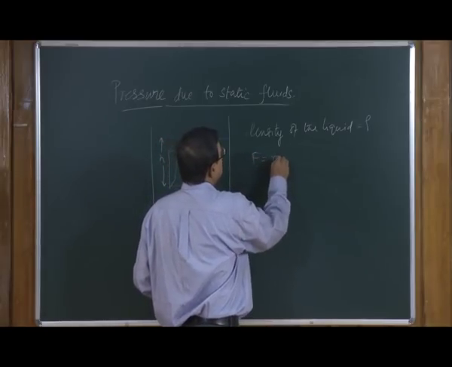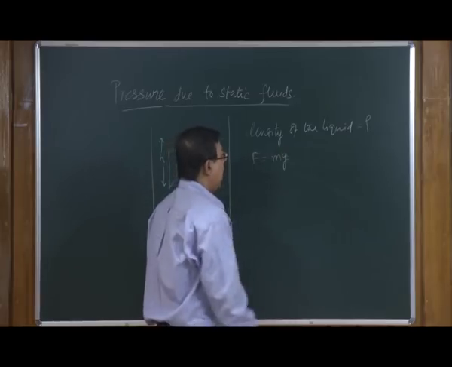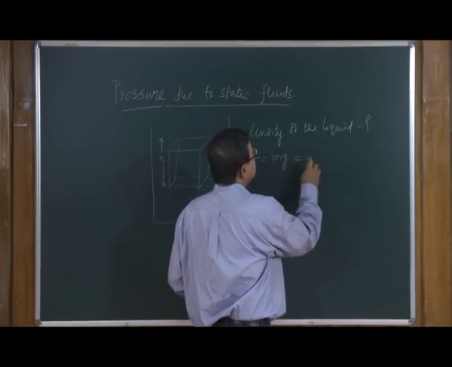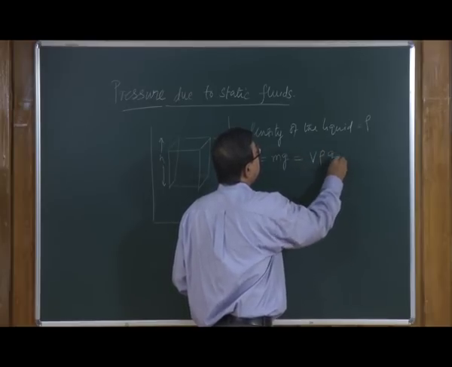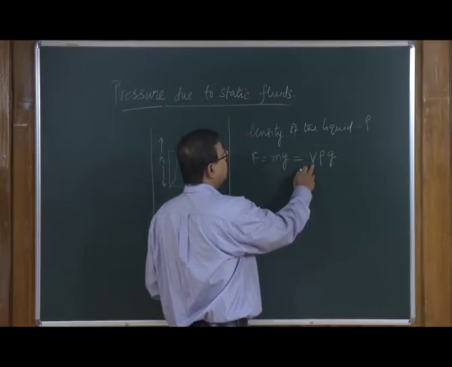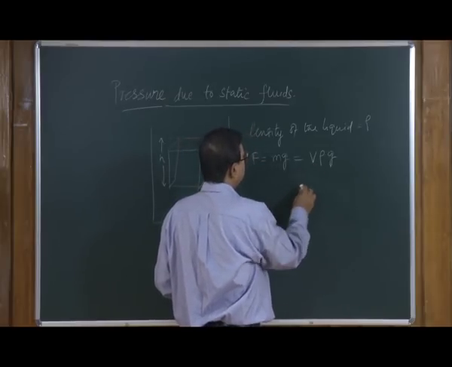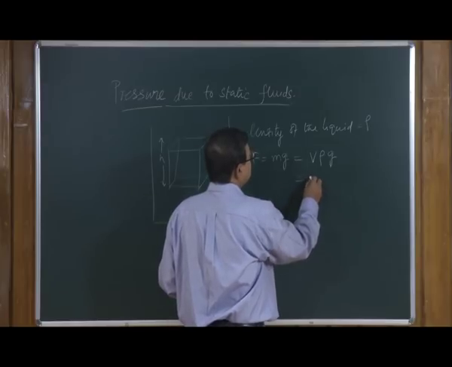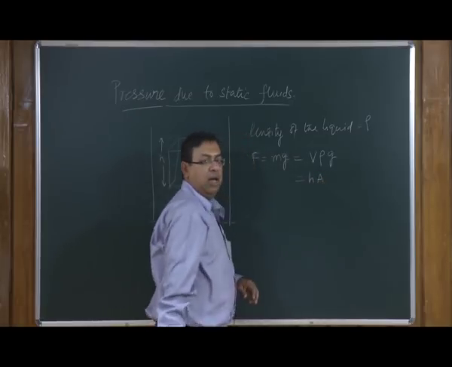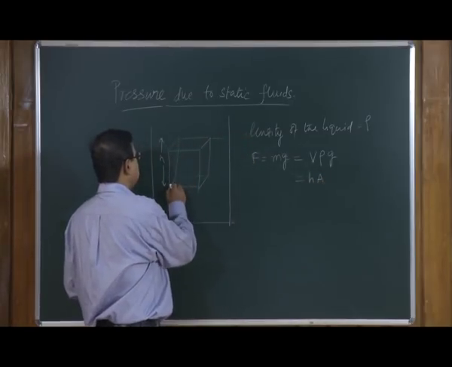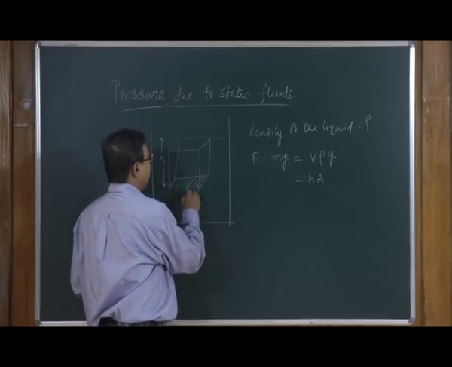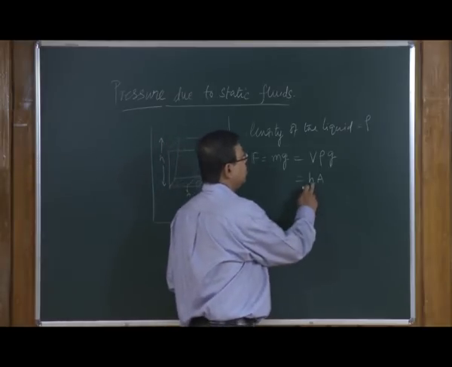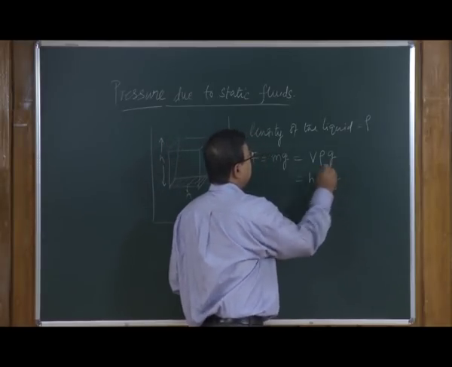So, F is equal to mg, and m is equal to V rho, and we are talking about a column of water of volume V. According to this question, V is equal to the height times the area of cross section of the bottom section. So this is of area A, and so F is equal to h A rho g.